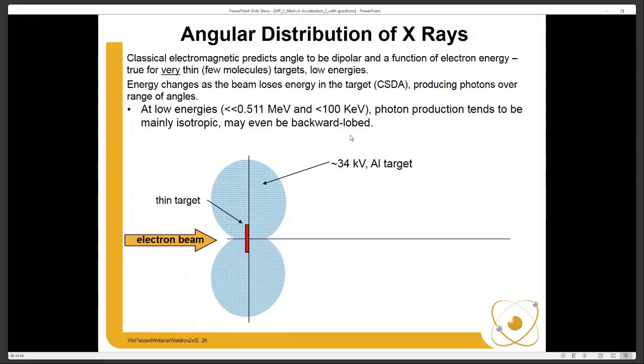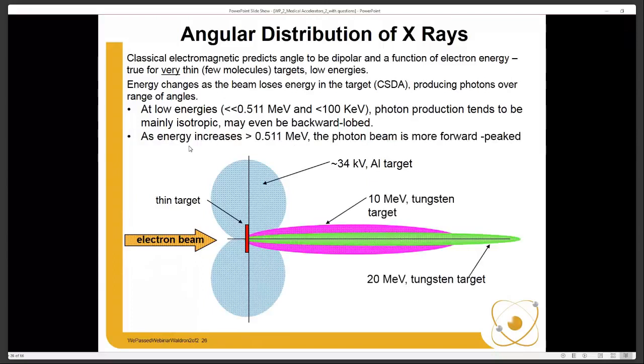Now, as we increase in energy, it becomes less and less isotropic and more forward peaked. At MeV energies, it is extremely forward peaked. And I'm exaggerating with this image, of course, but the higher we go in energy, the more like a beam the X-ray distribution would appear. This creates a problem to be solved. If we want to have a uniform fluence in our photon beam, we need to deal with the fact that this is not uniform. This is not going to give us a uniform beam profile. It's going to give us a peaked beam profile.